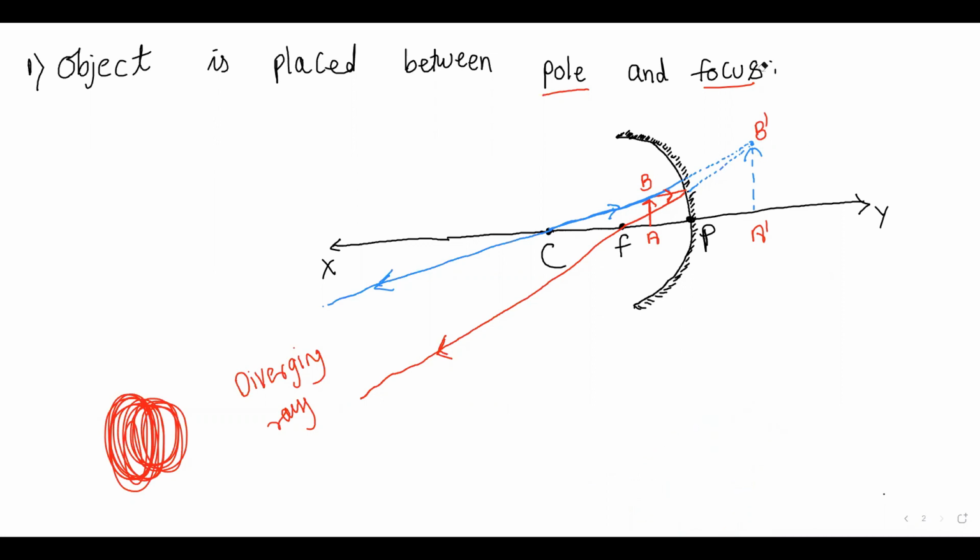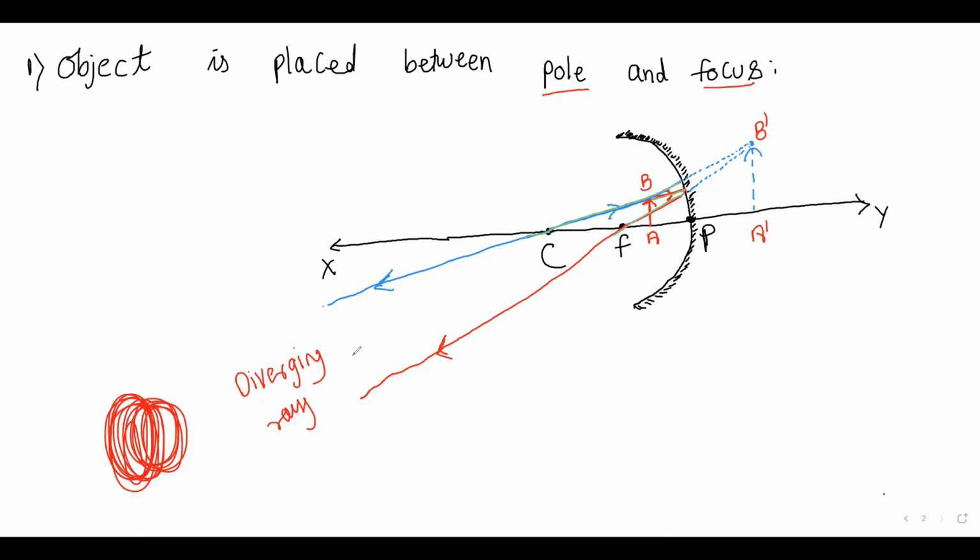Which two rules are used here? Parallel ray passes through the focus. First rule, a ray passing through the center of curvature will move back in the same path. Second rule, a parallel ray passes through the focus. These two rules are used.